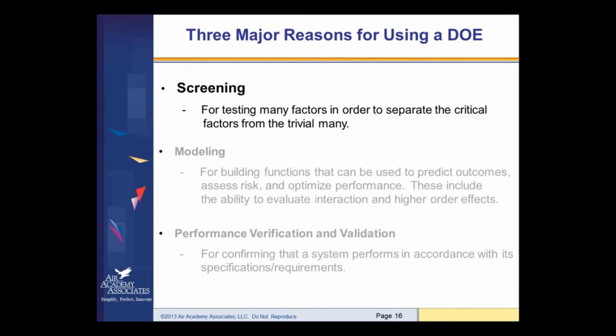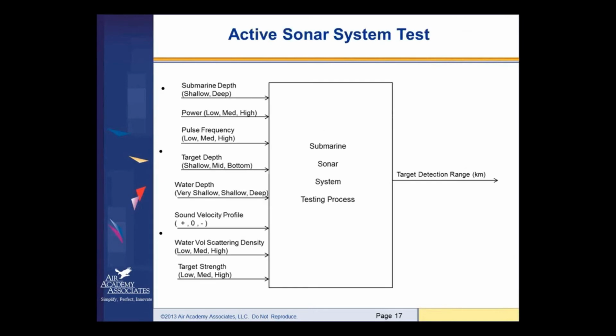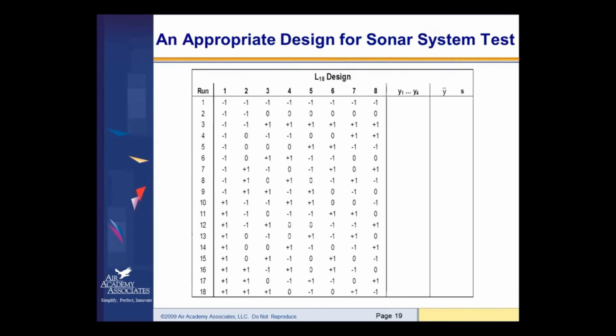So screening, like I said, is separating out the critical factors from the trivial many. We go back to our Sonar system test, the active Sonar system. We had those 8 factors, 8 input arrows and 1 output. A good design to use for screening here would be an L18 design.